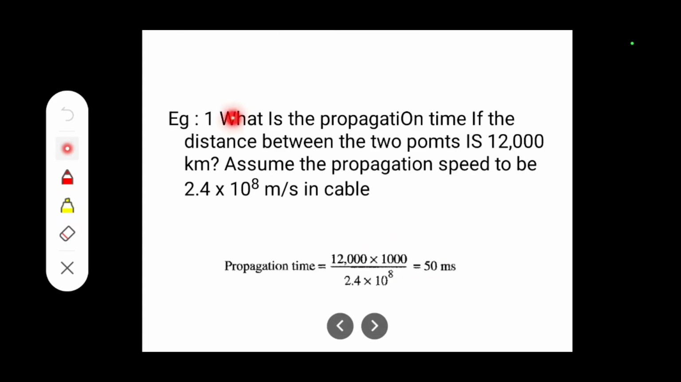Let us see an example. What is the propagation time if the distance between 2 points is 12,000 kilometers? Assume the propagation speed to be 2.4 x 10^8 meters per second in a cable. We have the formula propagation time equals distance by propagation speed. Here the distance is given in kilometers, but the speed is given in meters, so we convert kilometers into meters by multiplying by 1000. 12,000 x 1000 meters divided by 2.4 x 10^8. So the answer is 50 milliseconds.